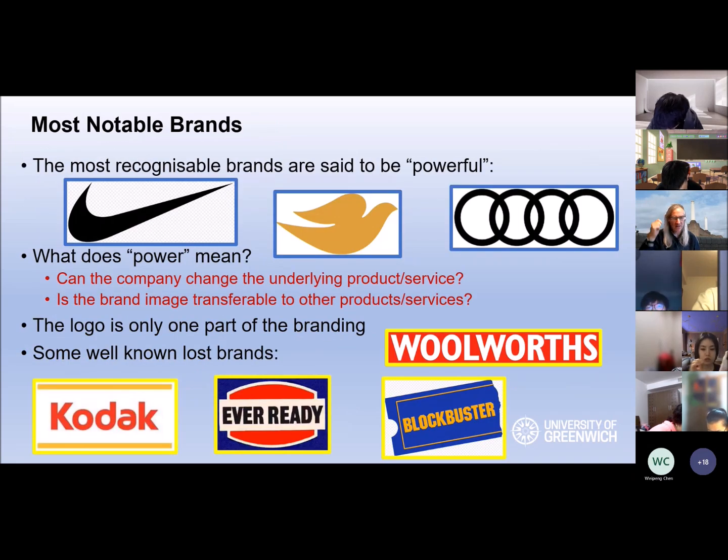Some well-known brands here. These are rather well-known. So on the left, we've got Nike, haven't we? Then the middle one, I thought the middle one was Twitter, but it was pointed out to me the other day that actually it's not Twitter, that is Dove soap. And then the one on the right is Audi.